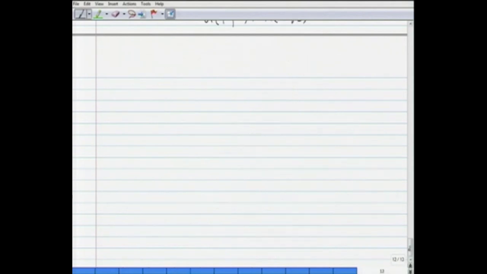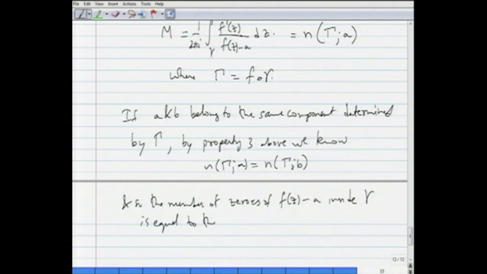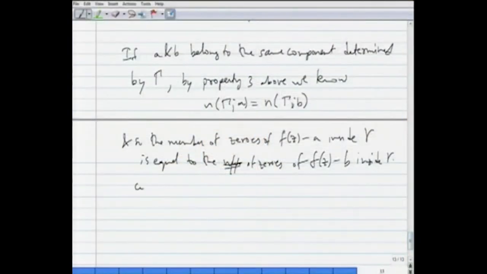Okay, so that has an interpretation. The number of zeros of f of z minus a inside little gamma is equal to the number of zeros of f of z minus b inside gamma. So, said otherwise, the number of times f takes a inside little gamma should be equal to the number of times f takes b inside little gamma. Of course, counting multiplicity.